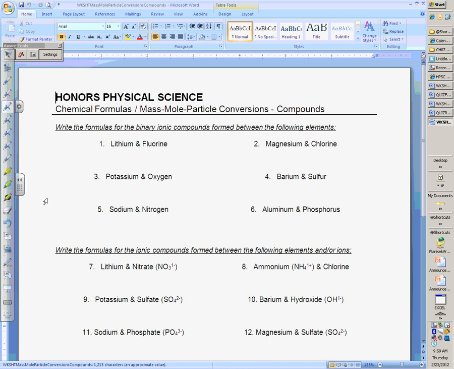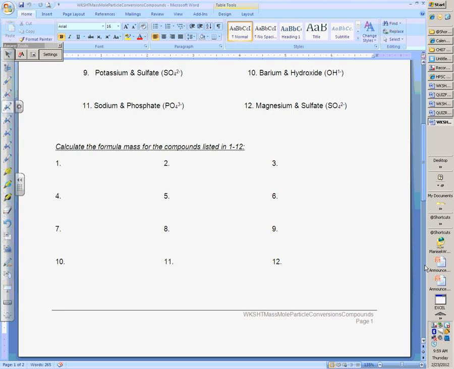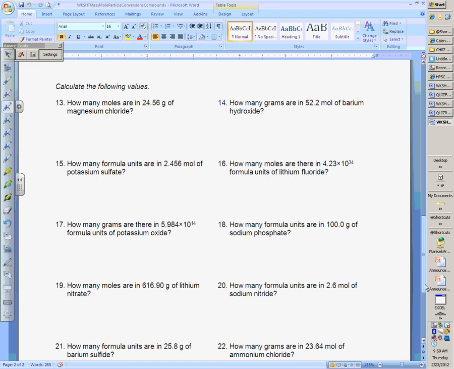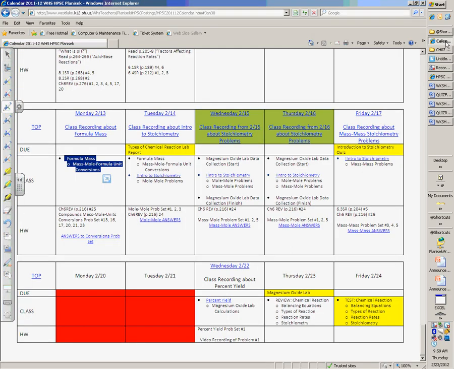This one in class, where I gave you the formulas up at the top of the page, and then at the bottom of the front page you had to do the formula masses. On the back of that page, there were a bunch of conversions, converting between moles and grams and formula units and stuff like that. That was the first part of our introduction to stoichiometry. On Monday, February 13th, the answers to that problem set that I just showed you are posted. Then, starting on Tuesday, February 14th, we started getting into our stoichiometry stuff.